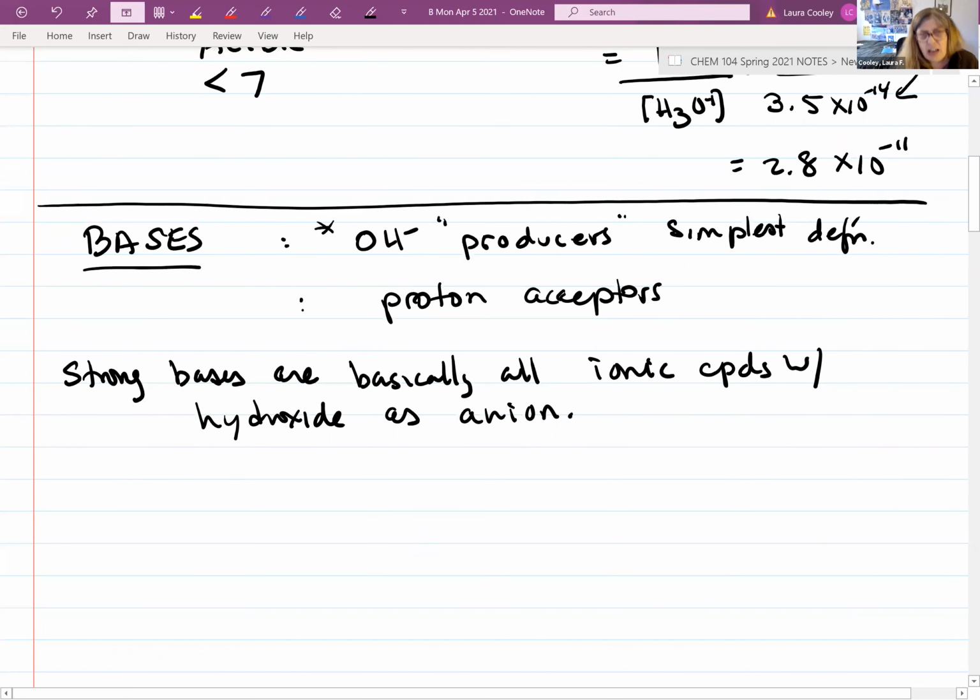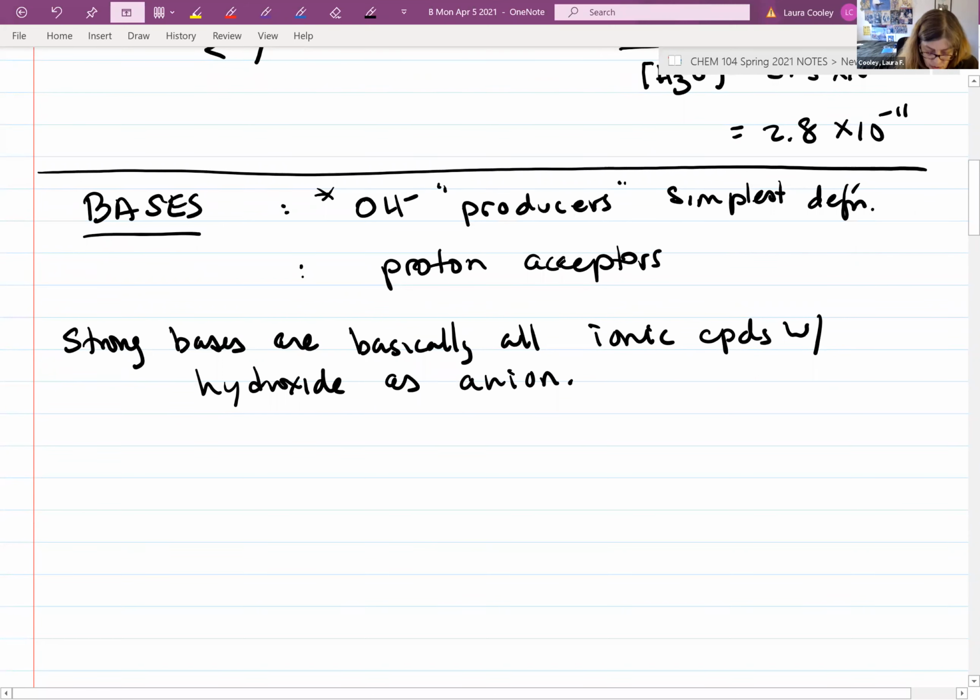Now, a lot of hydroxides are not soluble. So we call those insoluble strong bases. They're still strong bases. Let me get to that later. I'm not going to say much about it because it's not that important in this course.